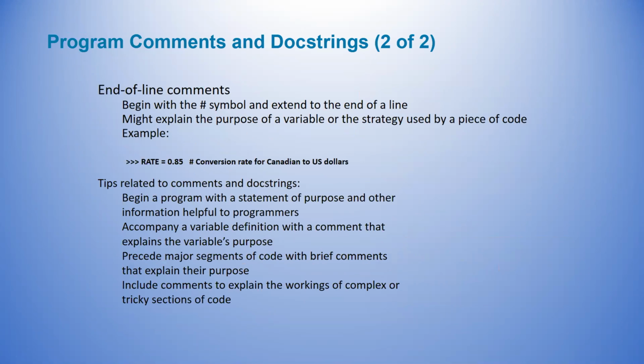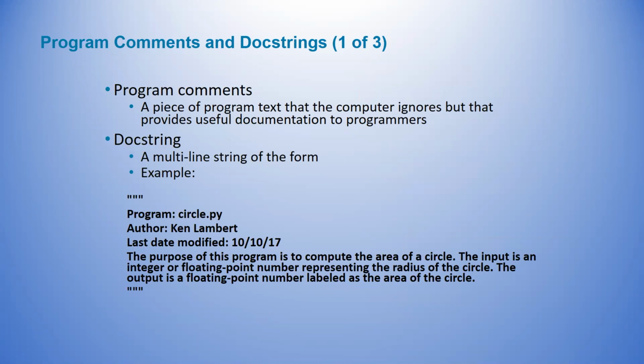Did we? We didn't. Okay, we discussed docstrings a little bit. So here, a program comment is a piece of program text that the computer ignores, but that provides useful documentation to programmers. So this is comments, documentation. They are used interchangeably. That means you can say something is a comment, something is documentation. It documents your program. It explains your program. It tells the reader what this code is doing. Okay, so it's the explanation for the code.